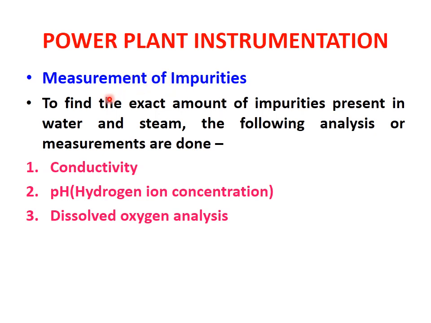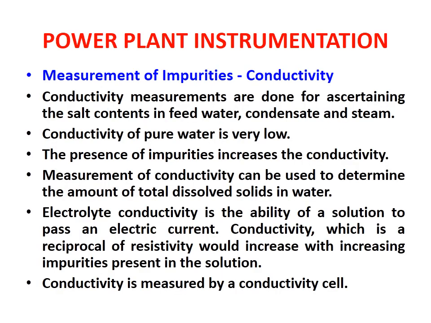To find the exact amount of impurities present in water and steam, the following analysis or measurements are done. So the first measurement of impurity is conductivity. Second is pH value, that is hydrogen ion concentration, and dissolved oxygen analysis. So these three measurements can be done in order to find the actual amount of impurities present in water and steam. So going to the next, second slide, the measurement of impurities, conductivity.